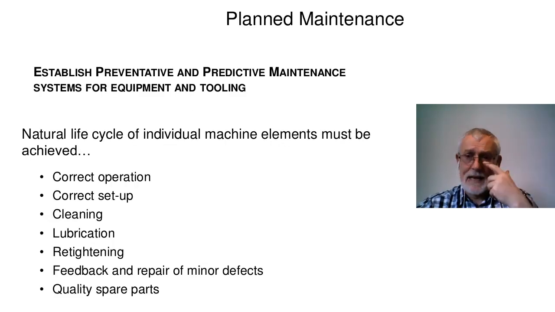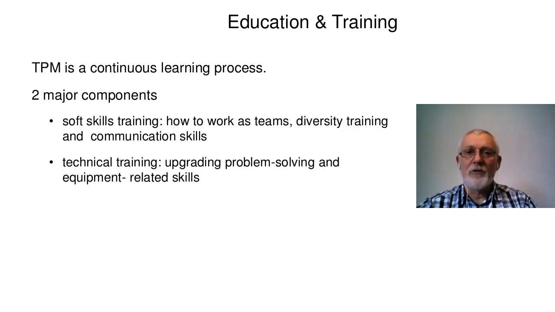Autonomous maintenance was the second item we mentioned, along with equipment improvement. The other one is plant maintenance. So it's important to establish a preventative and a predictive maintenance system for equipment and tooling going forward, looking at the full life cycle of the machines and looking at all those different areas, lubrication, retightening, spares, and so forth. So there's a lot of work in the basic planning work that needs to go on.